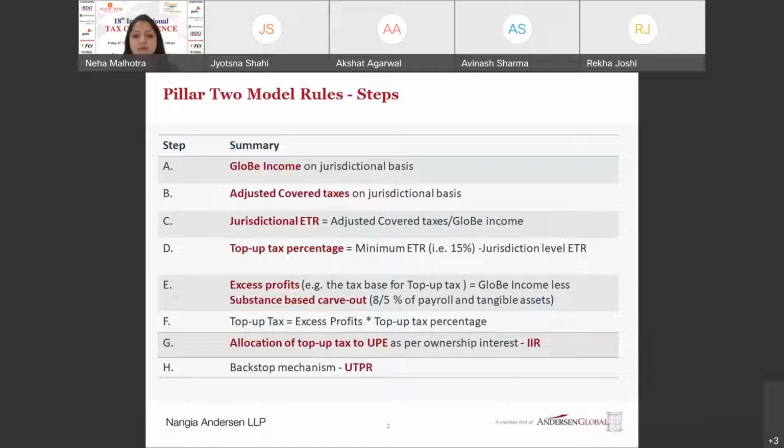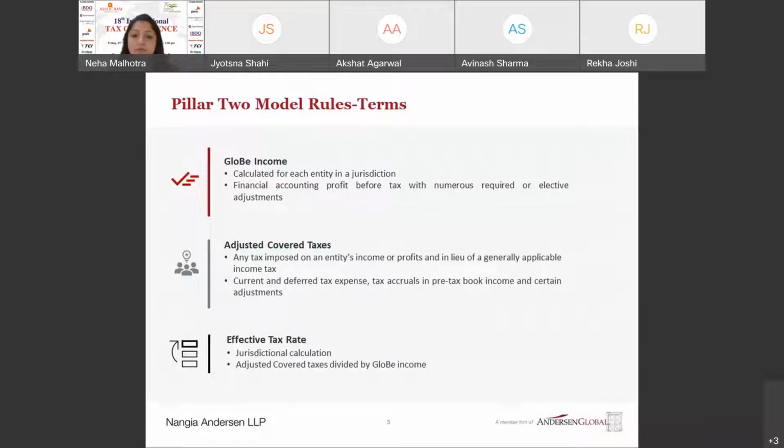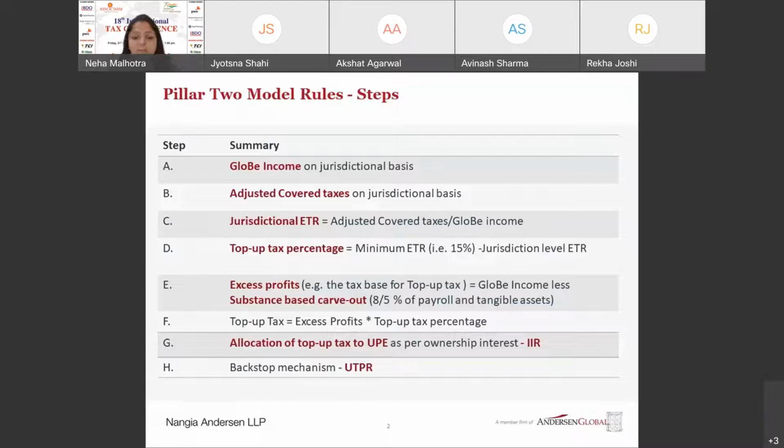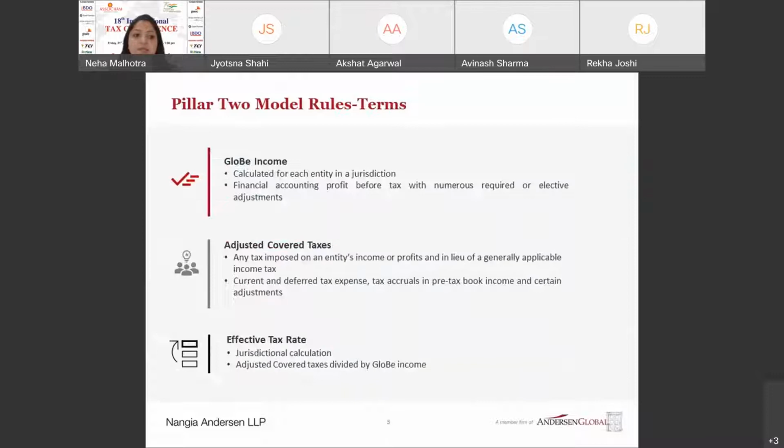Okay, yeah. I hope everyone can see the formula here. So there are various steps involved in computing the top-up tax that the multinational enterprise will have to bear, the effective tax rate globally. So first you have to compute your GloBE income, which is calculated for each of the jurisdictions, and the financial profits are adjusted with some tax adjustments and some accounting adjustments. So you arrive at your GloBE income. Then you have to compute your adjusted covered taxes. So what are these taxes that will be used?